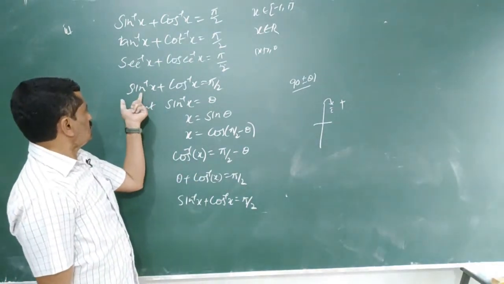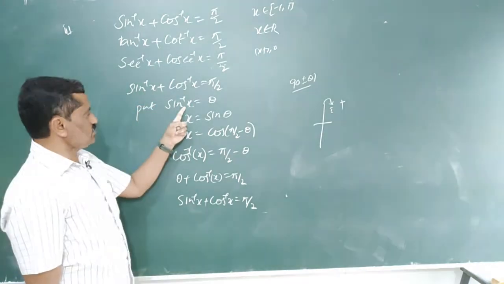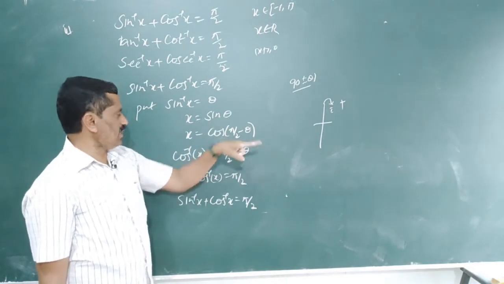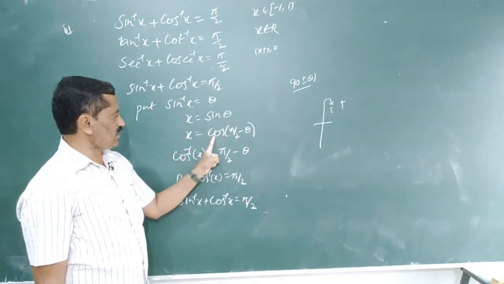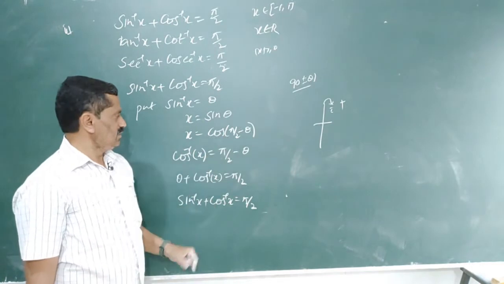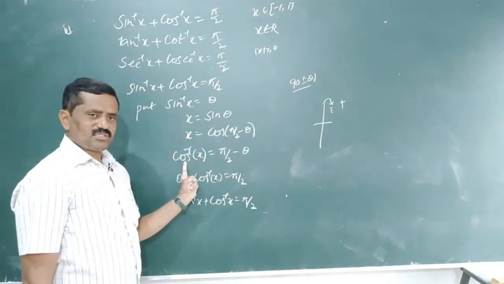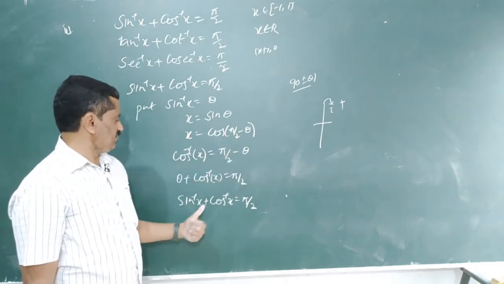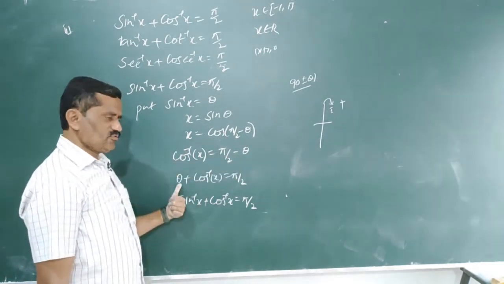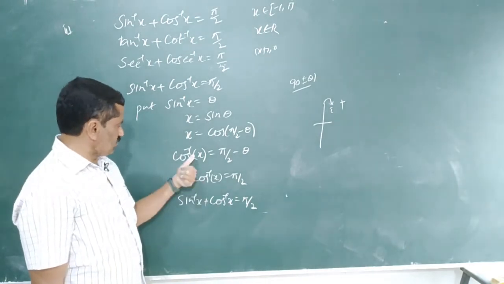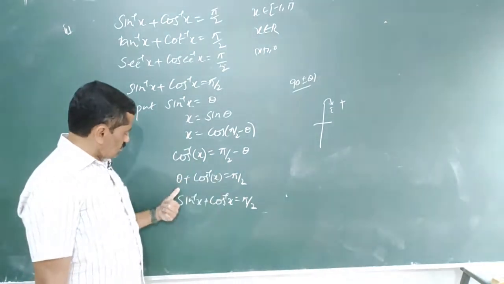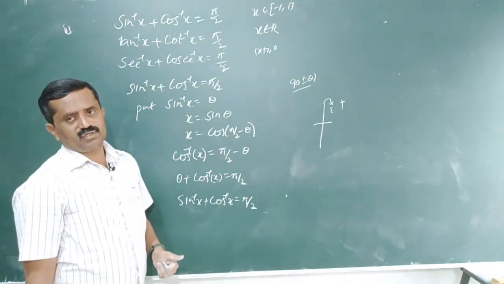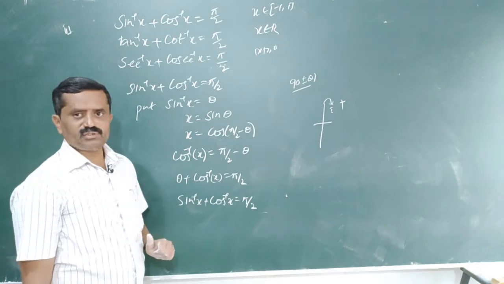Again, put sin inverse of x is equal to theta. Therefore, x is equal to sin theta. Now try to convert this in terms of cos. Therefore, sin theta is equal to what? Cos of pi by 2 minus theta. Again, bring the cos to LHS, it becomes cos inverse. Therefore, cos inverse of x is equal to pi by 2 minus theta. Again, bring the theta to LHS. Therefore, theta plus cos inverse of x is equal to pi by 2. Substituting the value of theta, that is sin inverse of x plus cos inverse of x is equal to pi by 2.